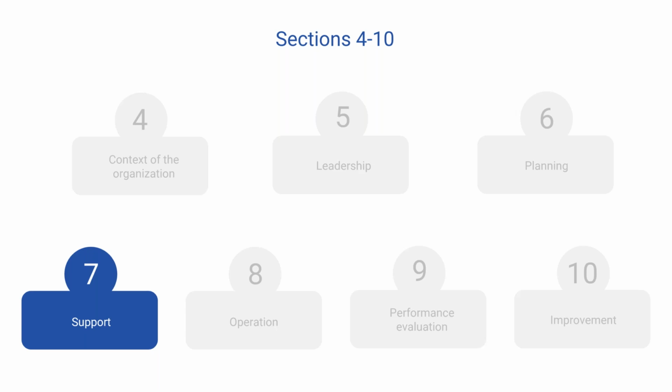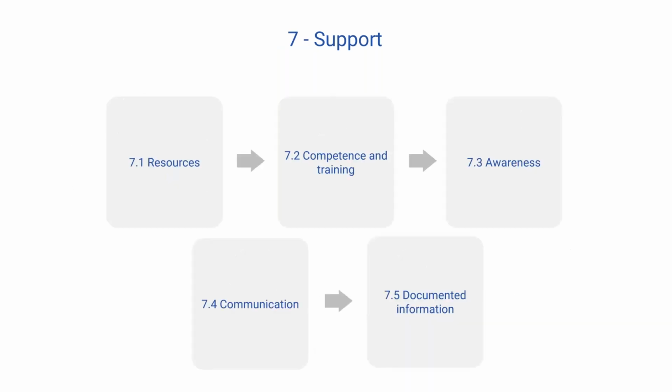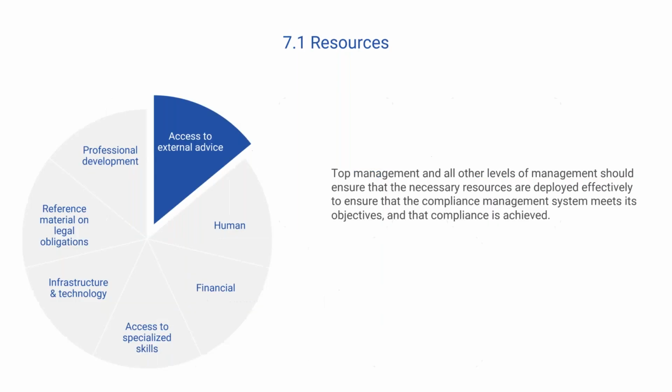So number 7, support. So support, you need to have the resources. We've talked about that a bit: competence and training, awareness, communication, and documented information. So when we talk about resources, of course, there's a whole bunch. We talk about financial, human, in terms of having the people with the skill set to do it, IT and technology, access to external advice. So you need to have kind of this whole pizza pie of resources.